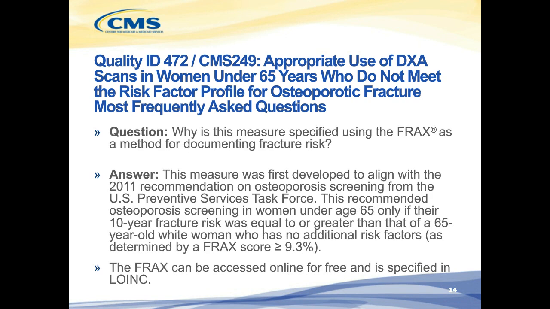As I mentioned earlier, one of the independent risk factors used as an exclusion is a FRAX score indicating higher risk for osteoporotic fracture. When we first developed this measure, we aligned it with the 2011 osteoporosis screening recommendation from the USPSTF. They recommended osteoporosis screening in women under age 65 only if their fracture risk was equal to or greater than that of a 65-year-old white woman who has no additional risk factors. They specifically mentioned the FRAX as a way to determine this risk, and they set the threshold risk of major osteoporotic fracture at equal to or greater than 9.3%.